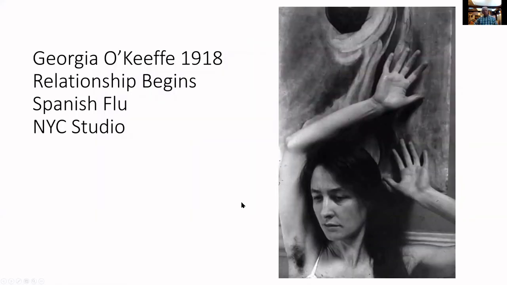Well, in 1918, they finally actually get involved, first as friends and then as lovers. And she's in New York, they get involved, and then she goes out to New Mexico for her first trip and contracts what they think is the Spanish flu. And he's very, very worried about her. And so he sends Paul Strand out to go get her and bring her back.